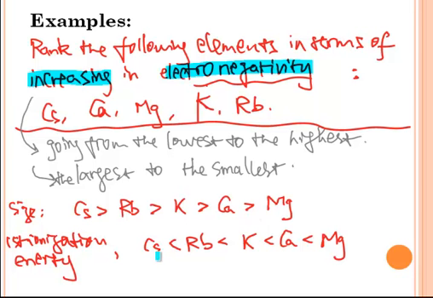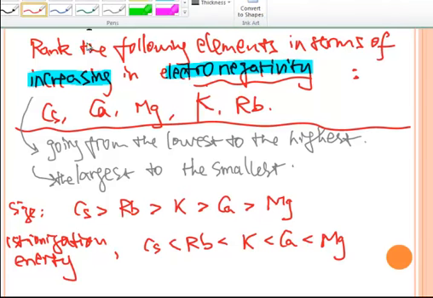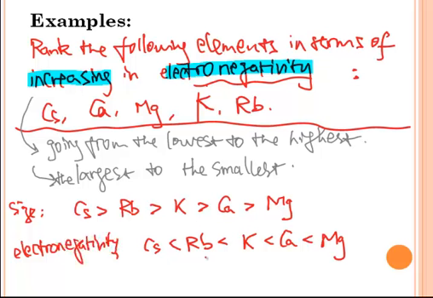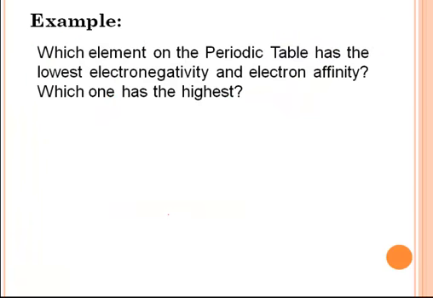So hence, we have to change that now. Cesium has the lowest electronegativity. Rubidium has the second lowest, potassium has the third lowest, calcium has the fourth lowest, and magnesium has the fifth lowest. In this case, it turns out it has the highest electronegativity.